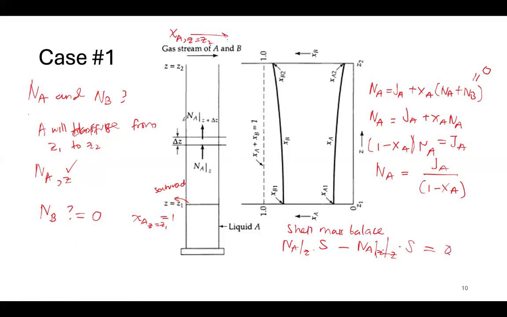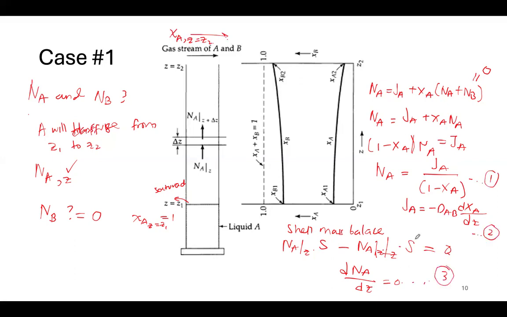So then you can divide it by delta Z, then you end up with dNA over dZ equal 0. Now, this NA you can substitute with JA, and JA you can substitute with Fick's law, which is we know that JA is minus DAB dXA over dZ, then you can solve the problem. So this is equation number 1, this is equation number 2, and this is equation number 3.